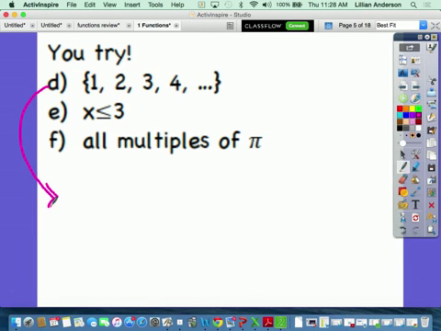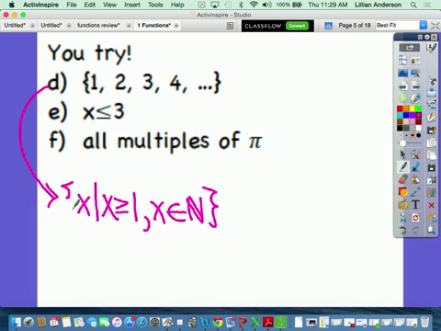So, D. I'll take a volunteer. Who wants to give me what they put for D? Lacey. X such that X has given properties, or X is greater than 1, or greater than or equal to 1, sorry. Very good. And then X is an element of the natural numbers. Yes. Very good.